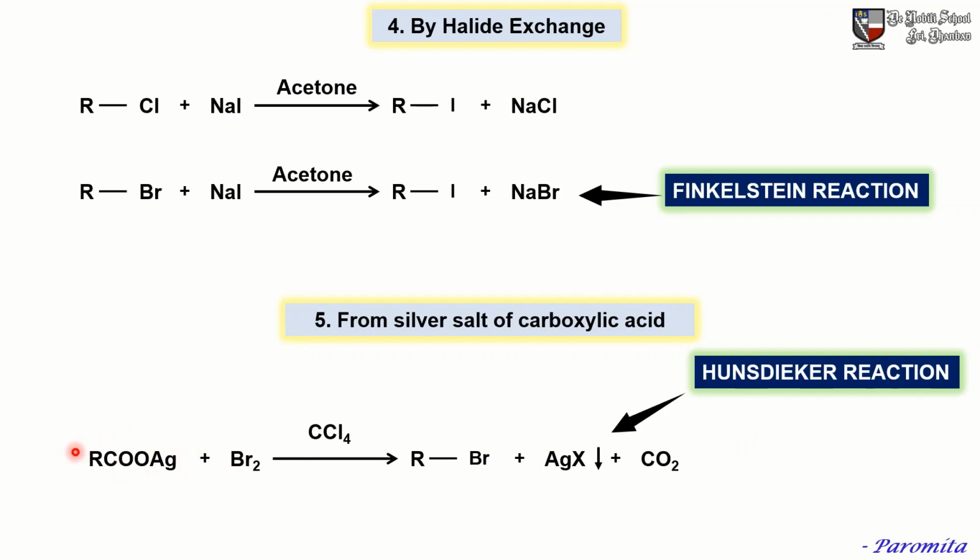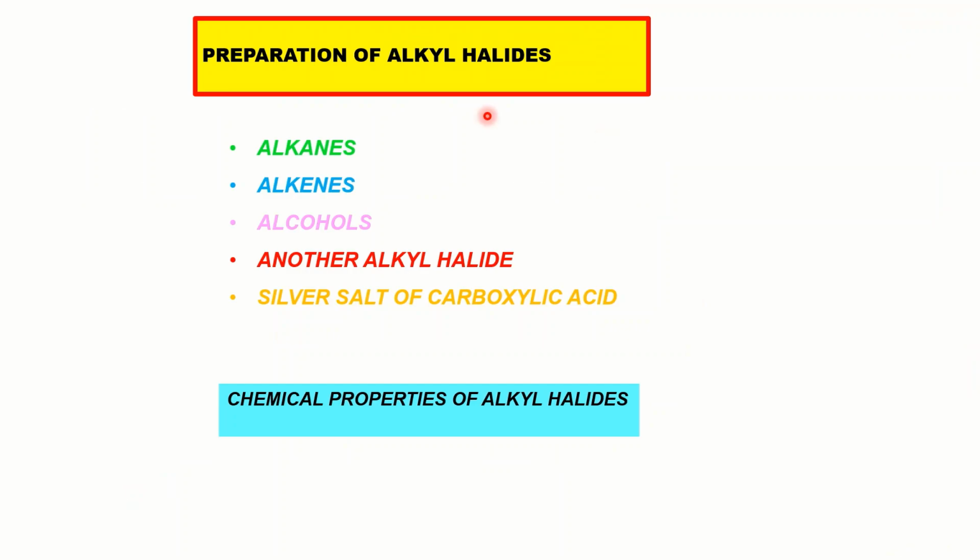This is a very good method of descending the series because the RBr that is formed in the reaction contains one carbon less than its substrate, the silver salt of the fatty acid. See here RCOOAg and here RBr. So RBr contains one carbon less than RCOOAg. So we have discussed the preparation of alkyl halides from the following organic compounds.